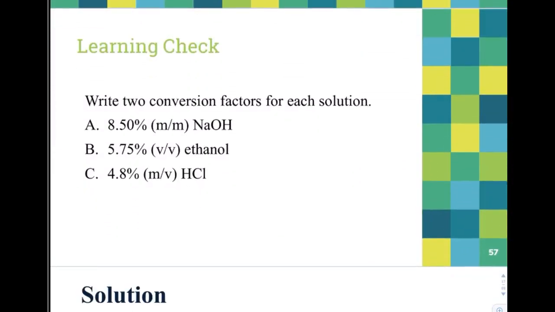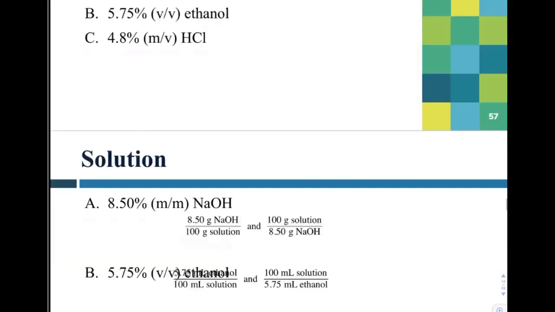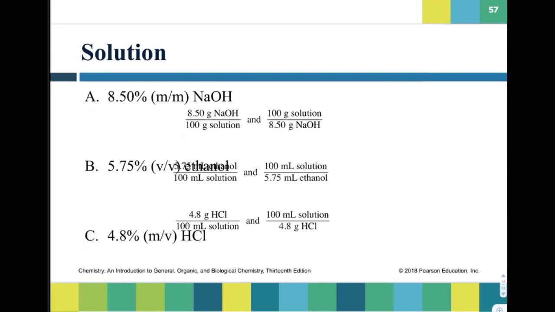So write two conversion factors for each solution. Pause and work that out. For A, you can write two conversion factors. Here are the two that you can't see. So here's what you should have written. If you have a conversion, remember you can flip it and use it either way.